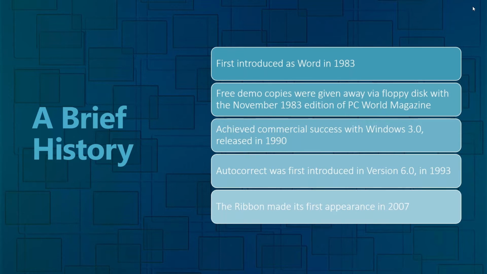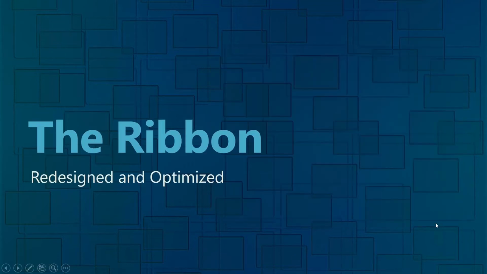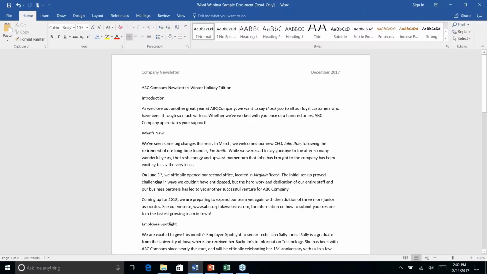And then the ribbon that was sort of a stylistic revolution for Microsoft Word first made its appearance in 2007. So we're going to go ahead and start the presentation there with the ribbon. When it was first announced, the ribbon was not super popular. People didn't like the change. They weren't used to the way that it's presented.